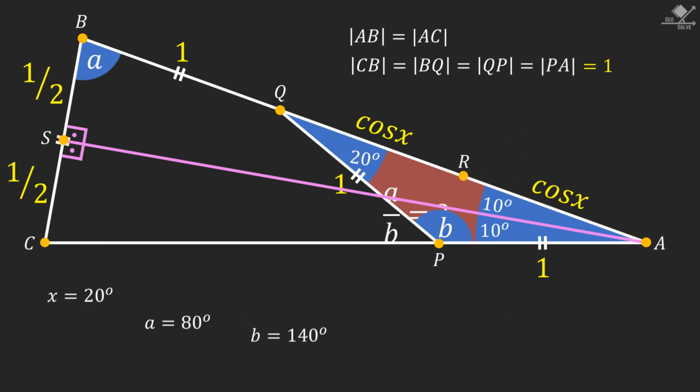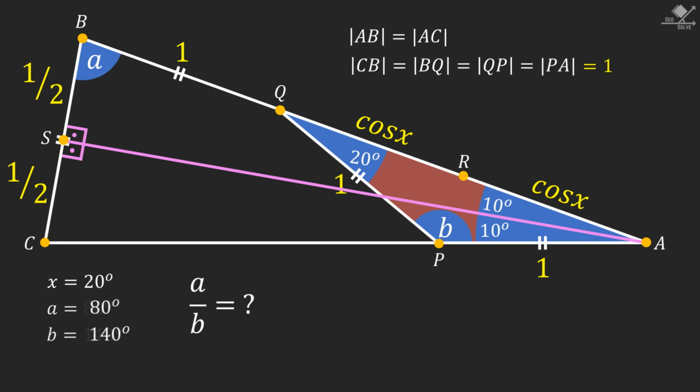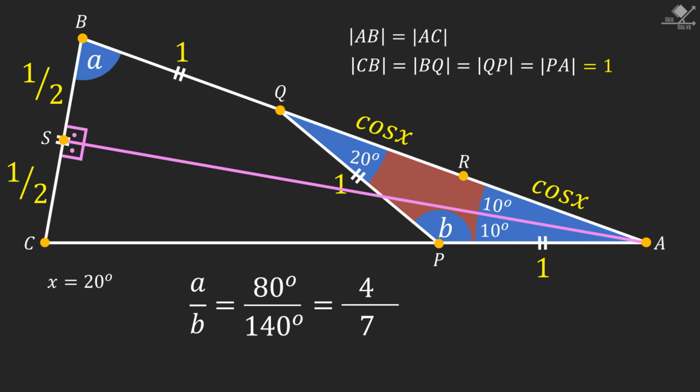The question asks for the ratio of A over B. That will be 80 over 140, and this can be simplified to 4 over 7. And that is our answer.